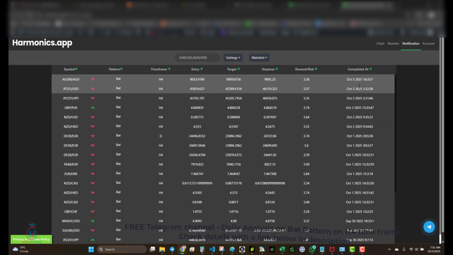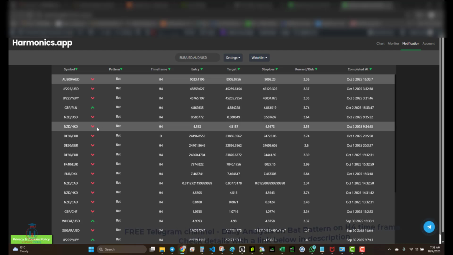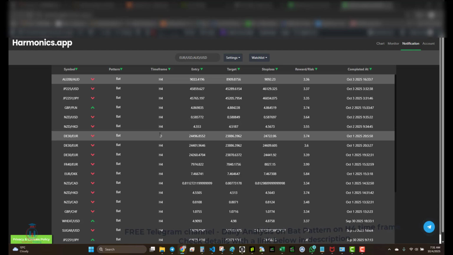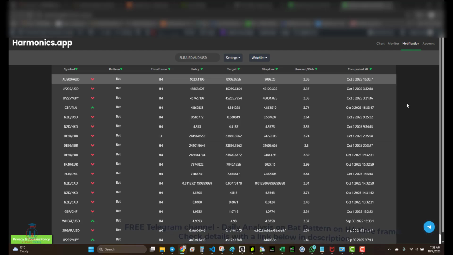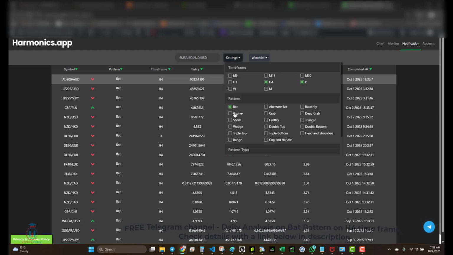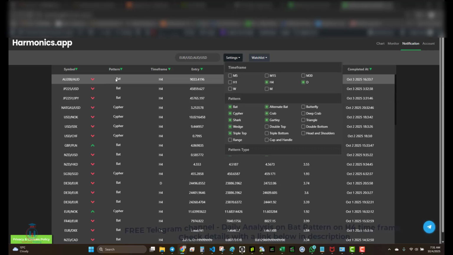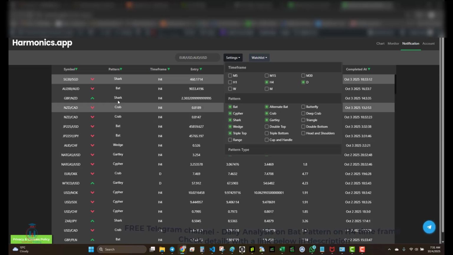Now we can see there are no more notifications. The scanner did not detect any bearish or bullish bad patterns on the 4 hour or the daily time frame. So I still wait for the market to make a move and for the scanner to detect the patterns. If you would like to detect more patterns, you can select them here inside the settings and select Cypher, Shark, and all of them. Alt Bat, Crab, Gartley, and all of them will be populated right here, and you can click on them and analyze if you would like to trade them.